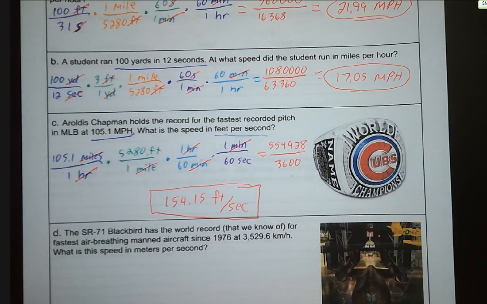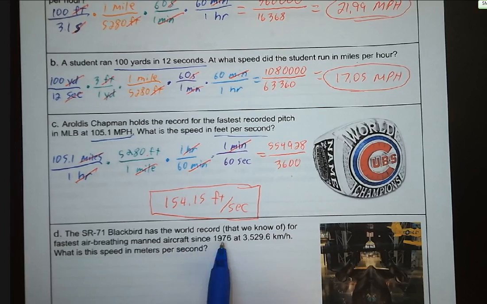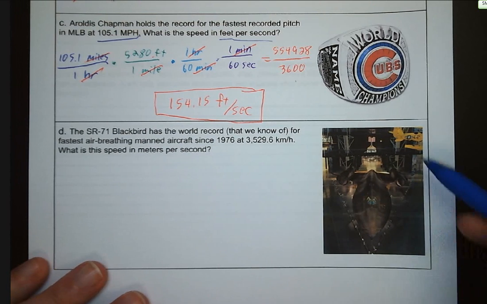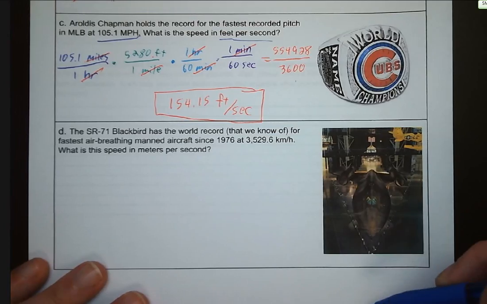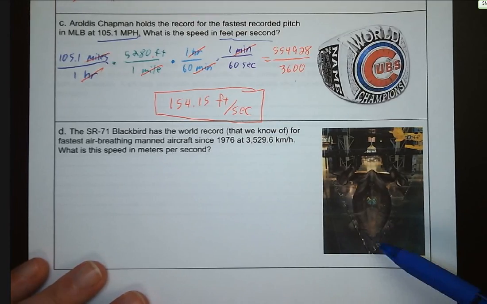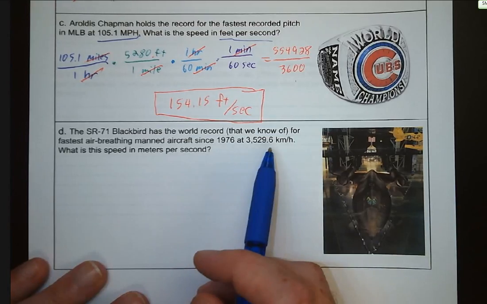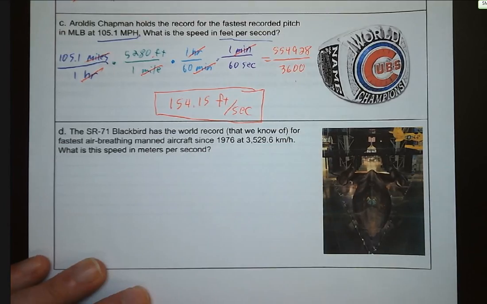All right, last problem. We have the SR-71 Blackbird, which is the world record holder that we know of for the fastest air-breathing manned aircraft, and it's held it since 1976. Here's a picture of it at the Smithsonian Udvar-Hazy Center in Washington, D.C. I highly recommend it. Pretty awesome to see. It is going 3,529.6 kilometers per hour. And I want to know, what is the speed in meters per second?